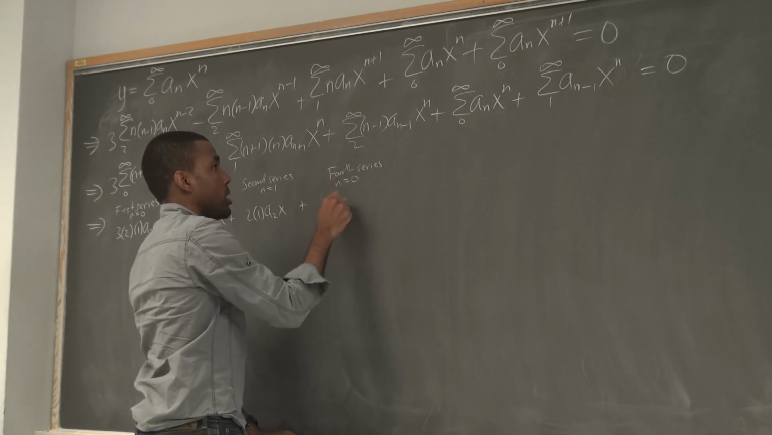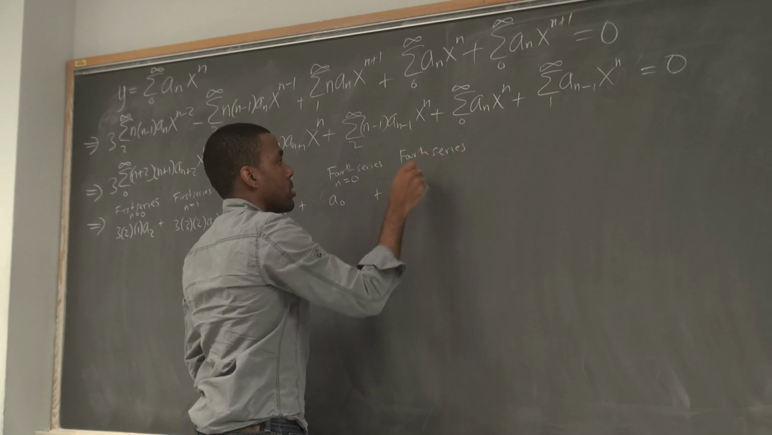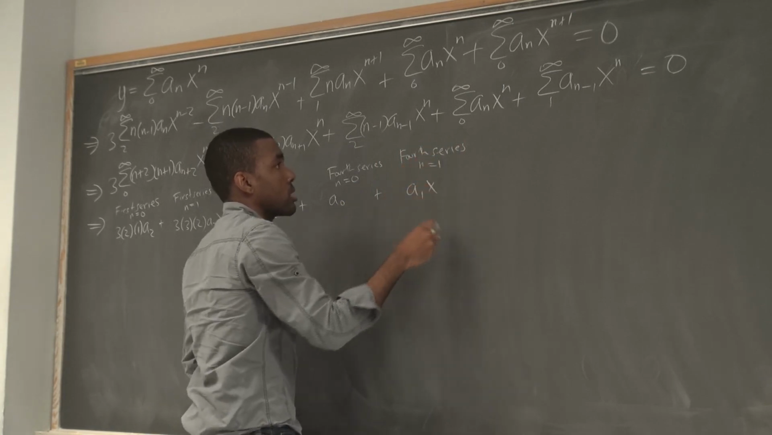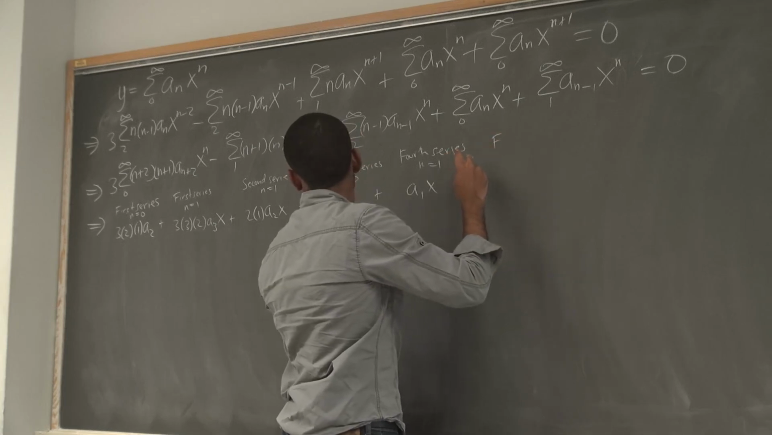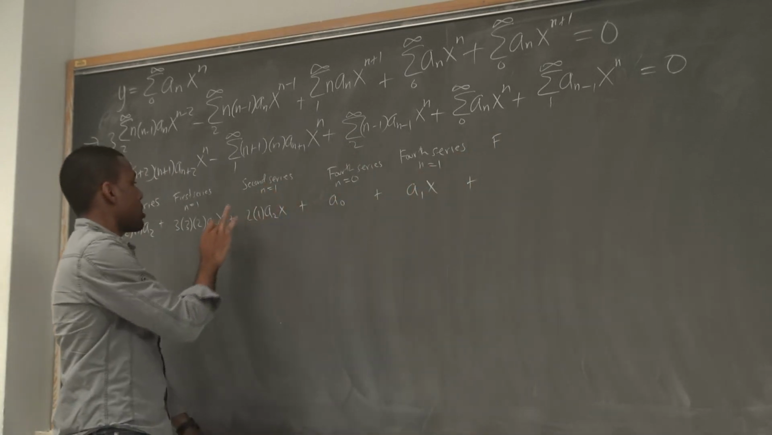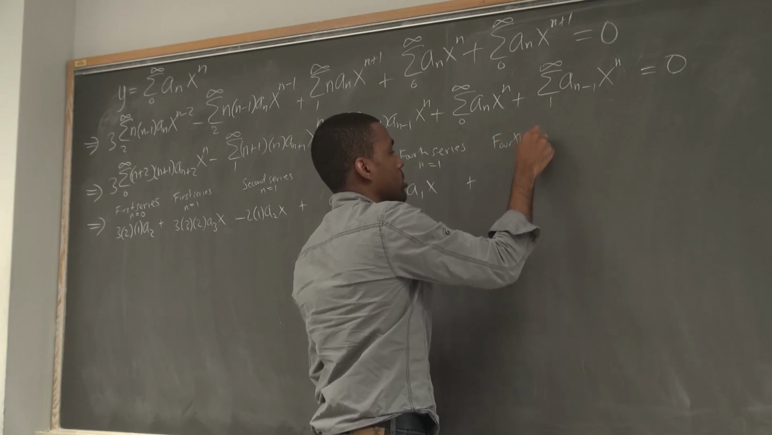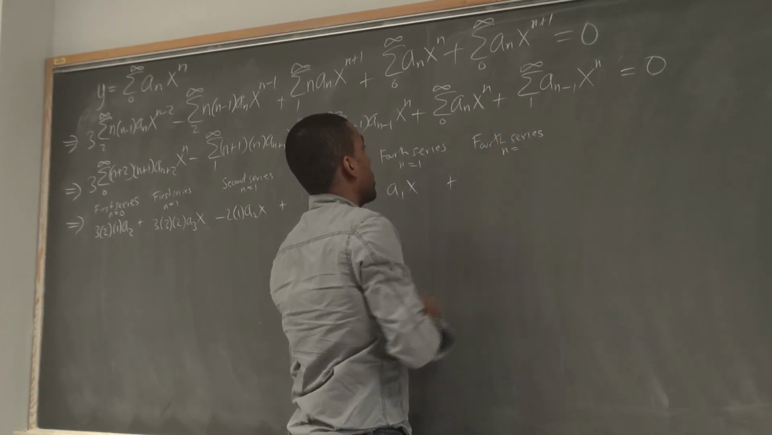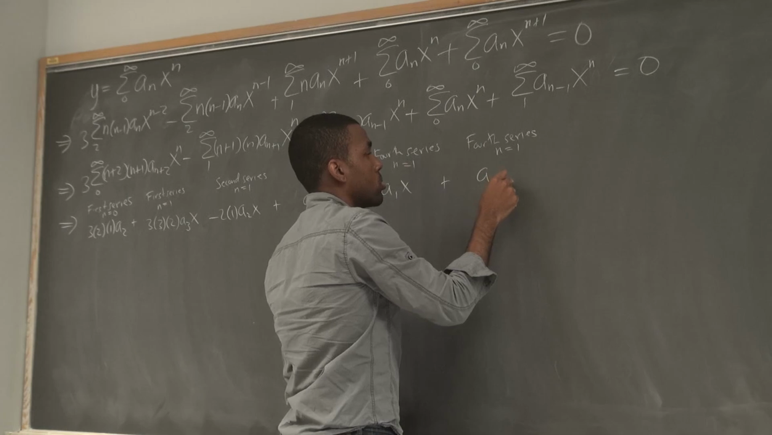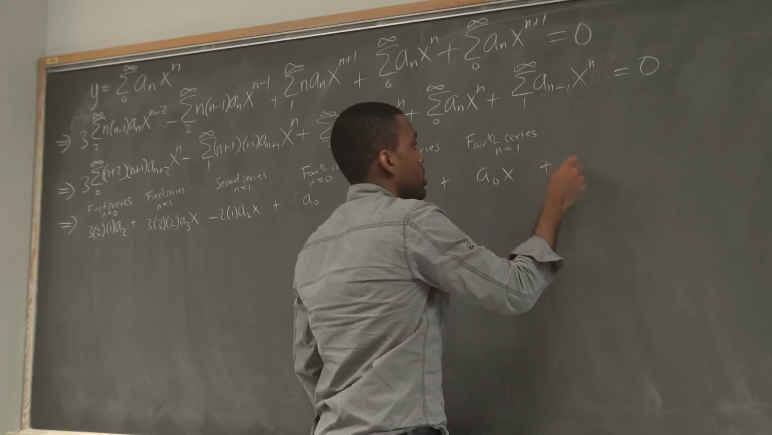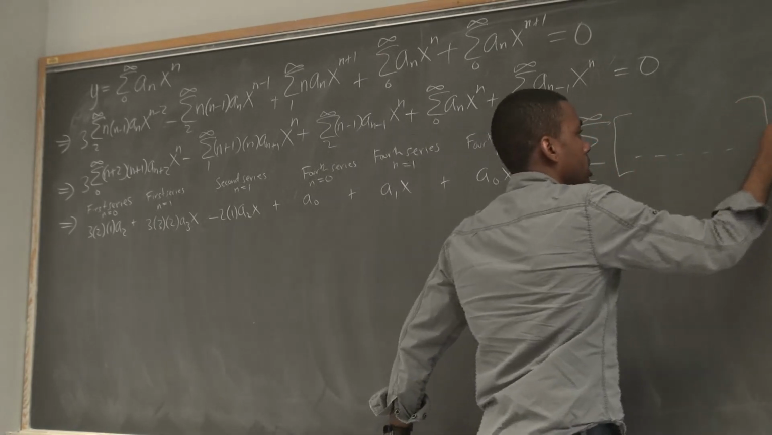n equals 0 gives me a0, plus the fourth series, n equals 1 gives me a1 x, plus the second series actually gives me a minus here, plus the fourth series, n equals 1 would give me a0 x, plus, now I can start all the series from 2, x to the n.